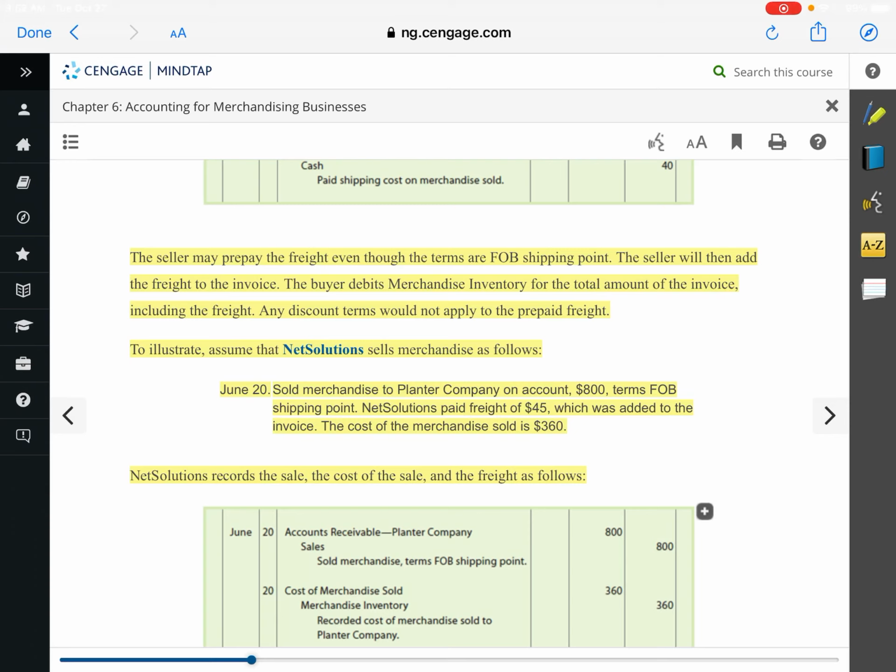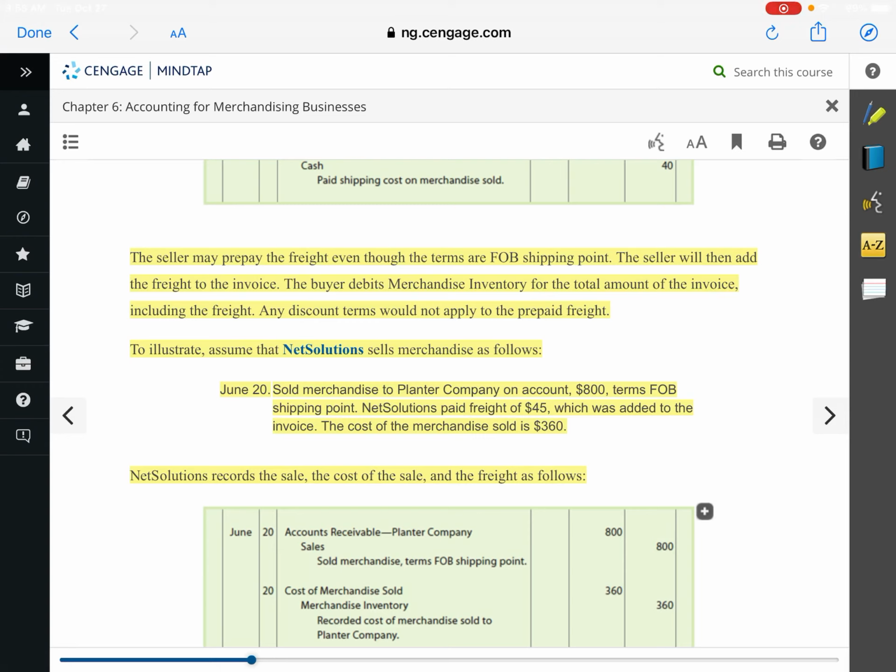So with FOB shipping point, ownership transfers from the moment they take it to the post office or the moment they take it to UPS or FedEx. From the moment it ships, ownership transfers to the buyer. So the seller could prepay the freight even though the terms are FOB shipping point. In that case, the seller would add freight to the invoice, and we would see it as a line item on the invoice. So the buyer would debit merchandise inventory for the total amount of the invoice, including freight, but any discount terms would not apply to the prepaid freight.